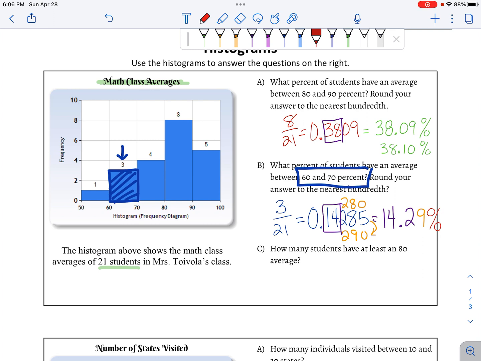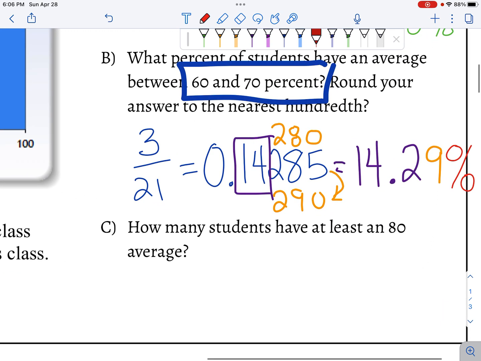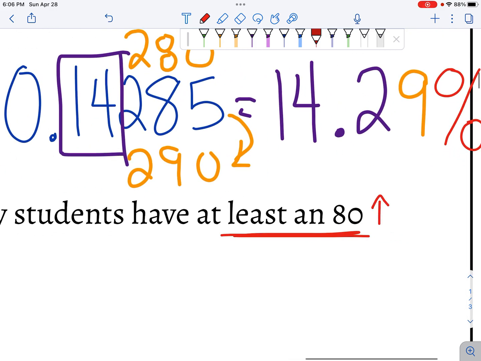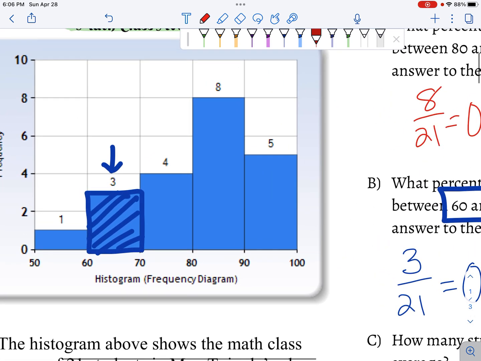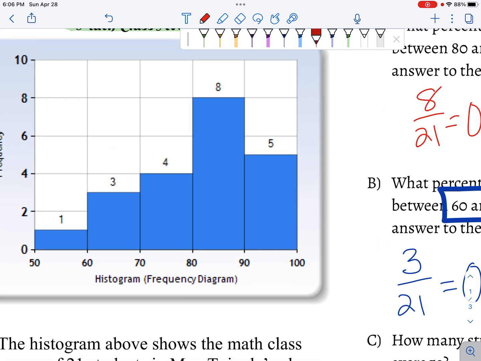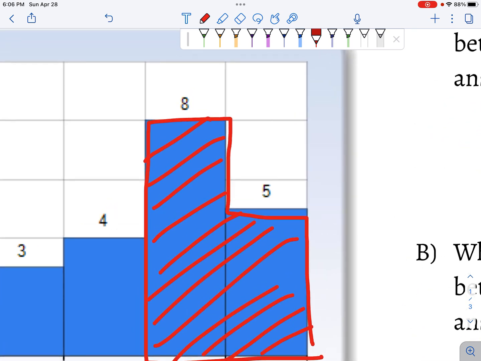All right, the last one is a little bit tricky. How many students have at least an 80? So that means 80 and up. It could be 81, 82, 83, 84, 80, all the way up to 100. So this time we're looking at, here's our lower limit, 80. This is 80 to 90, and everything over in this one also is more than 80. That's at least 80. So that means we're looking at the number 8 plus the number 5. 8 plus 5 is 13.